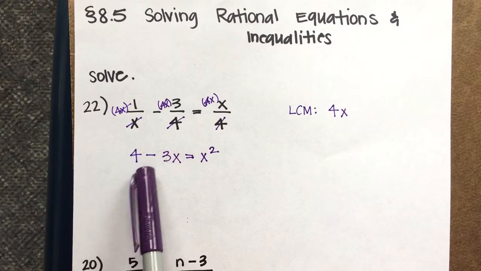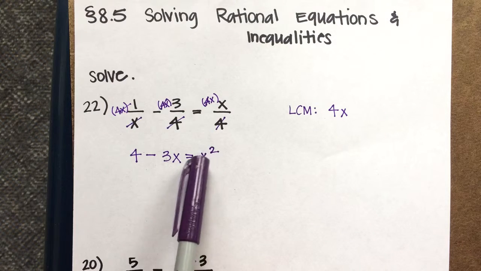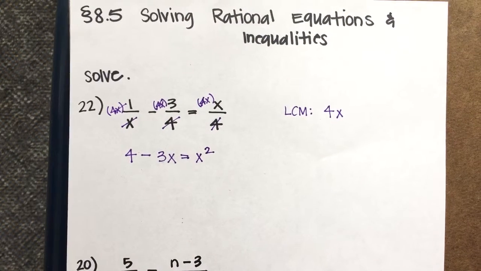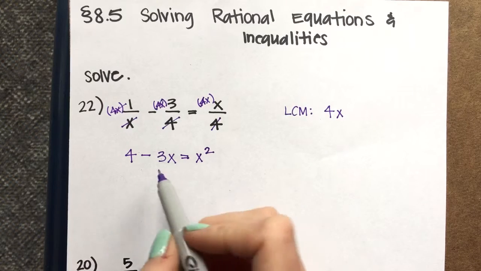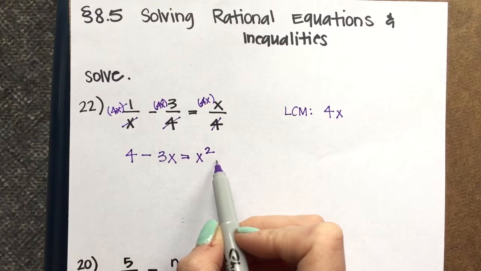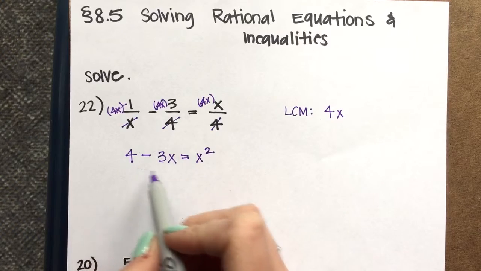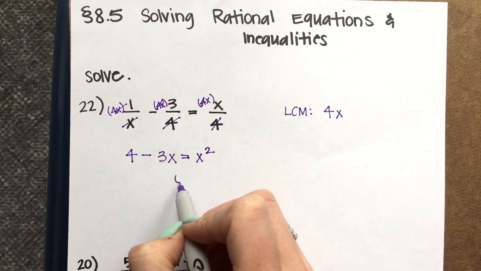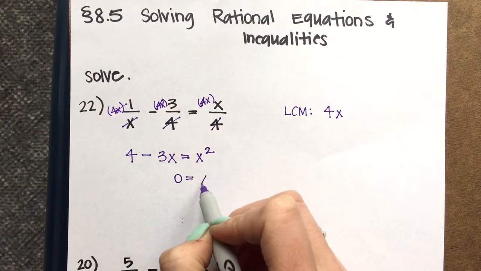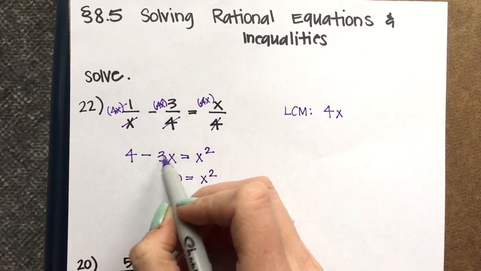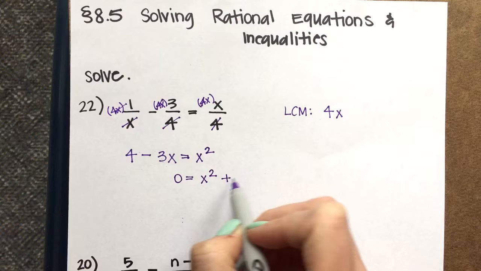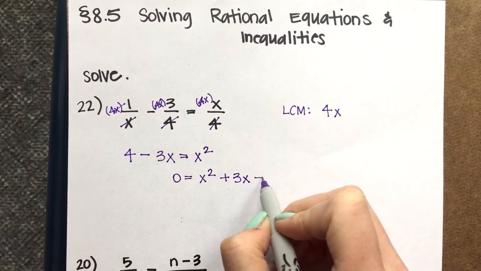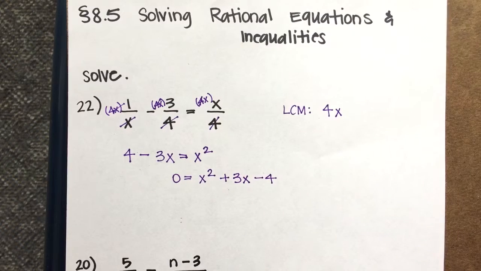This one has three terms. It has an x to the second, an x to the first, and a constant. So to solve those, we need to have them set equal to 0. I'm going to move the 3x to the other side by adding it, and move the 4 by subtracting it. And I'm just going to move them over all in one step. 0 equals x squared, this will become positive when I move it to the other side, plus 3x, and the 4 becomes negative, so negative 4.